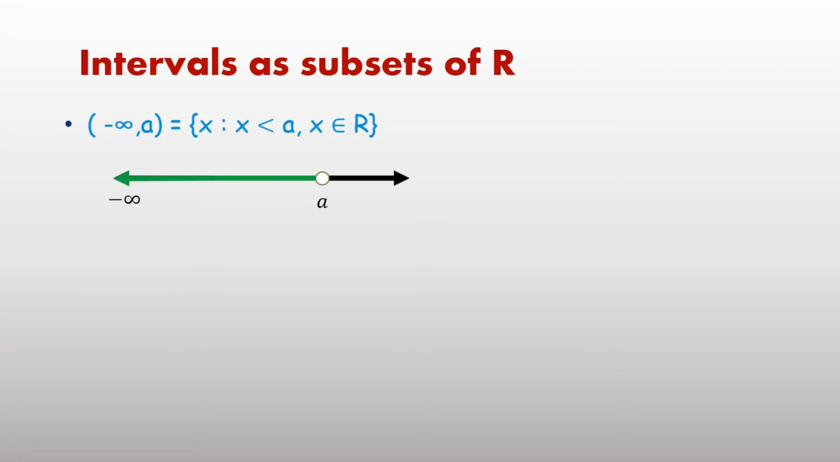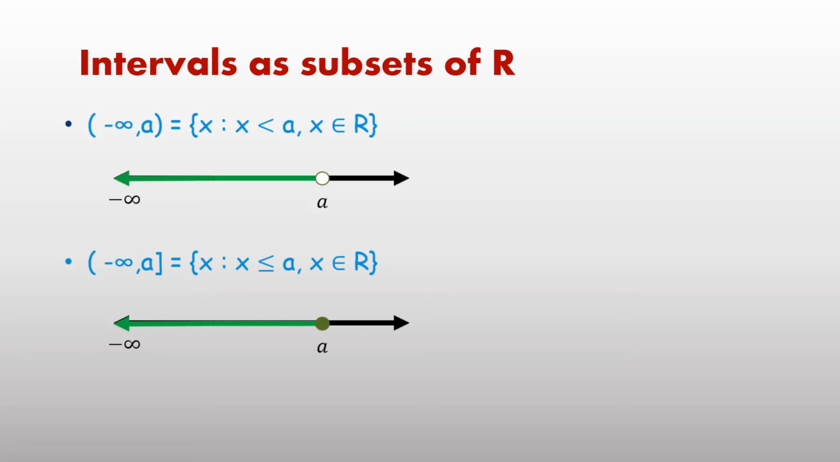The collection of all real numbers less than A. The set builder form is written here. And next, all real numbers less than or equal to A. We can write it in this form on a number line, minus infinity to A.